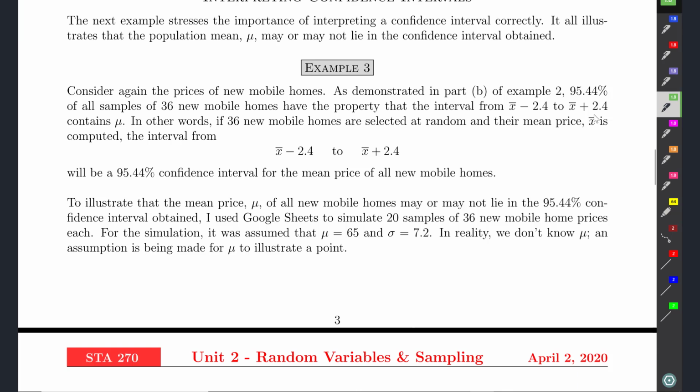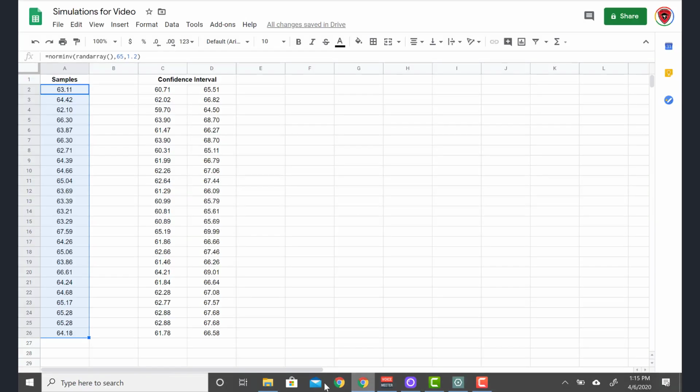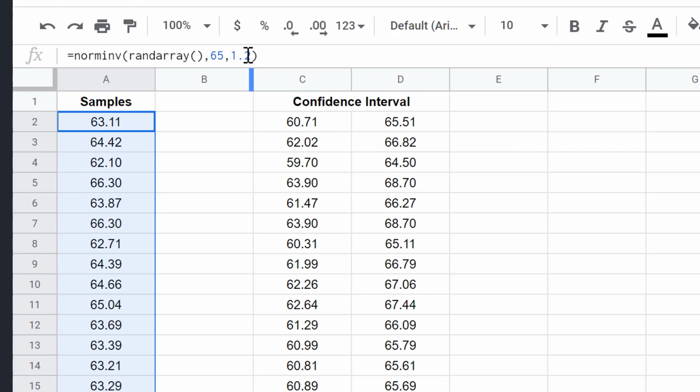So what I've done is I've already generated 25 samples. I think on here it mentioned that I did 20, but I actually did 25 samples of 36 new mobile home prices. And in that simulation, I calculated the sample mean. Not the sample mean, but what I did was I took each one of those individual samples and I used that minus 2.4 and plus 2.4 on every one of the values to demonstrate a confidence interval for all 25 samples. And when I go over here and open this up, in the left-hand column I have the samples, and you can see I used a mean of 65.